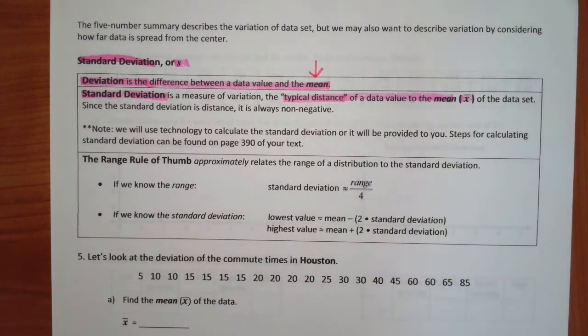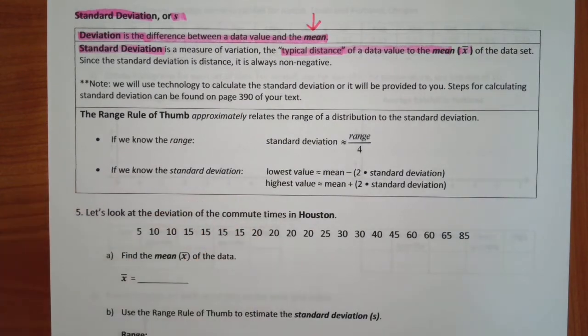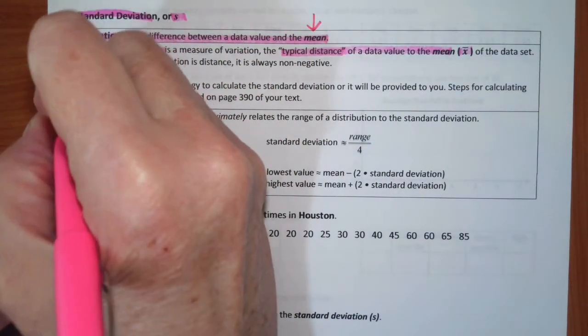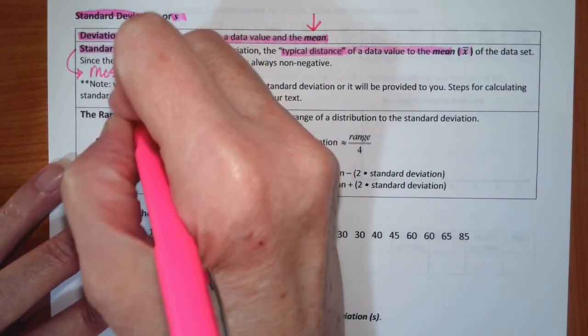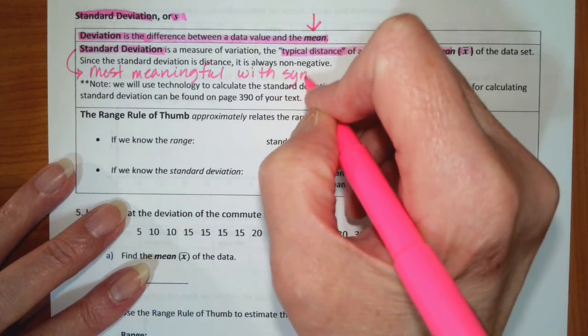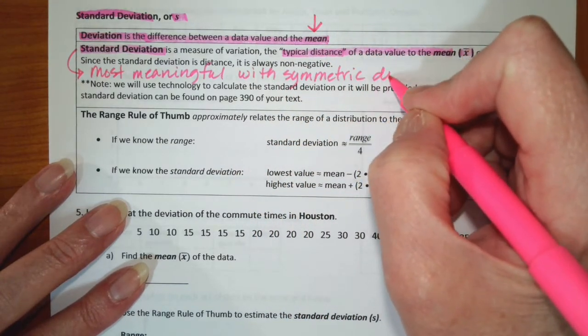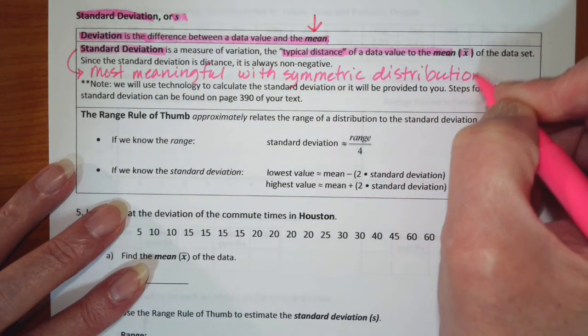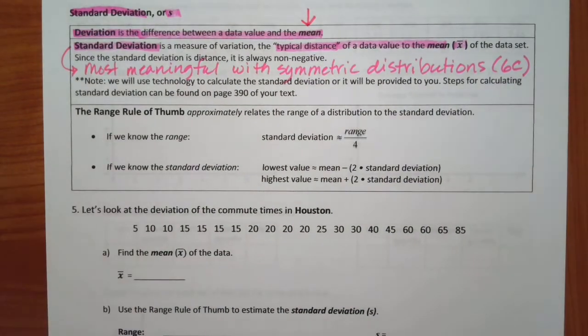Okay. Now, calculating the standard deviation is a long, arduous process. It's on page 390 in your textbook, but we're going to give it to you. I can show you if you want how to do it in Desmos or if you have a graphing calculator, but there's really no need for that. And I also want to tell you that the standard deviation is the most meaningful with symmetric distributions, which is what we'll talk about in 6C. But we're going to just talk about some generalizations of them here.